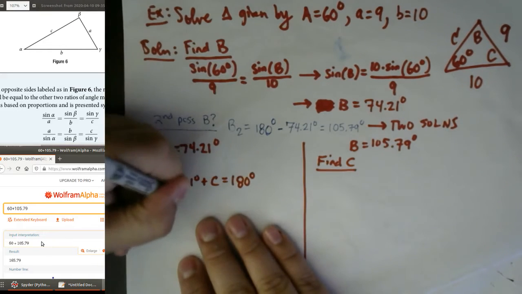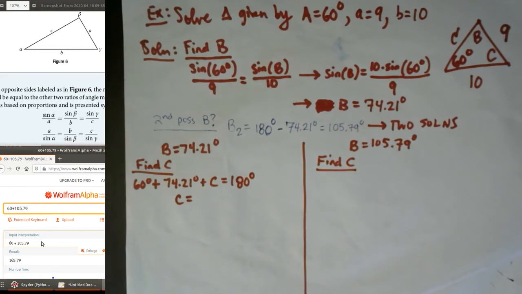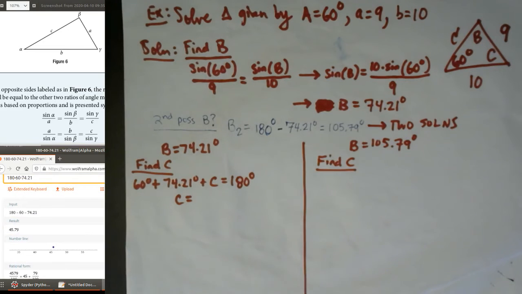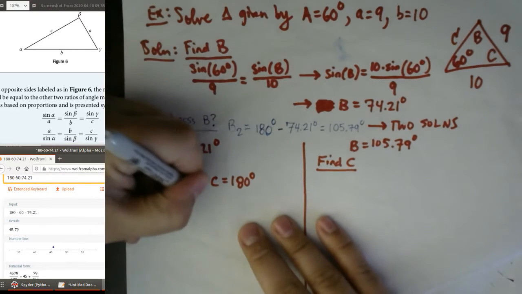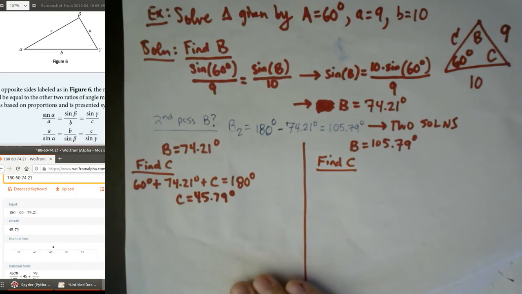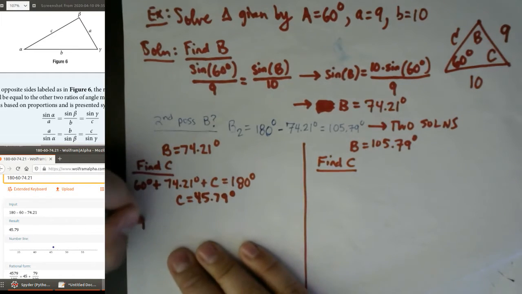So then that means that big C is 180 minus 60 minus 74.21. Well, we'll go ahead and compute that. Minus 60 minus 74.21. And I get an answer for big C of 45.79 degrees. And then the next thing I'll have to do is find little c.